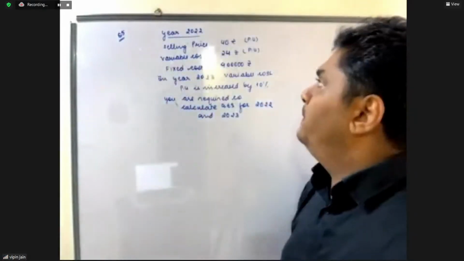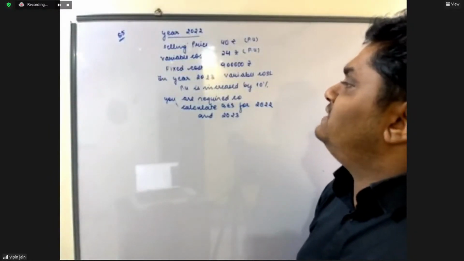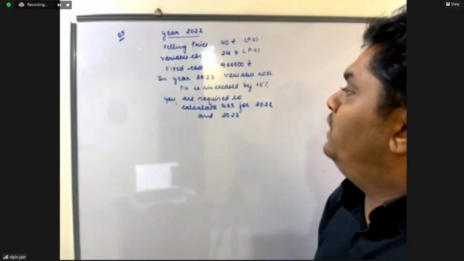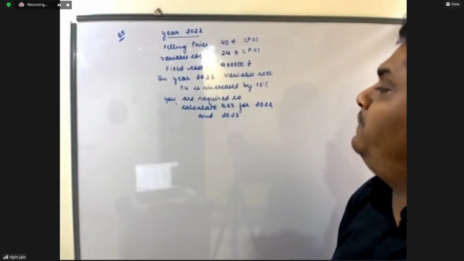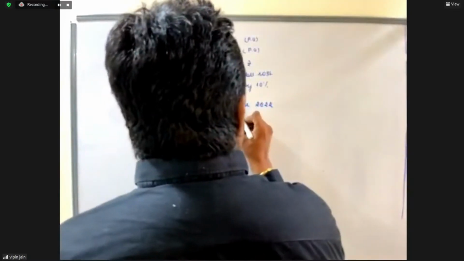So here my selling price per unit is 40. My variable cost per unit is 24. My fixed cost is 9 lakh. In the year 2023, variable cost per unit is increased by 10%. You are required to calculate break-even sales for 2022 and 2023 in rupees only.